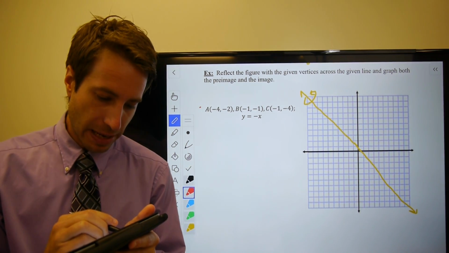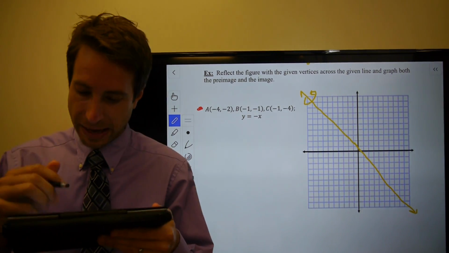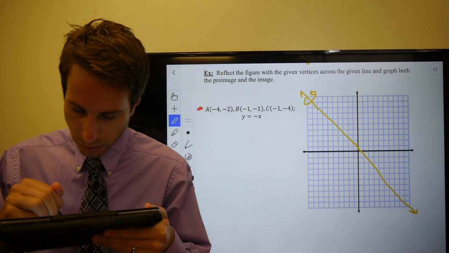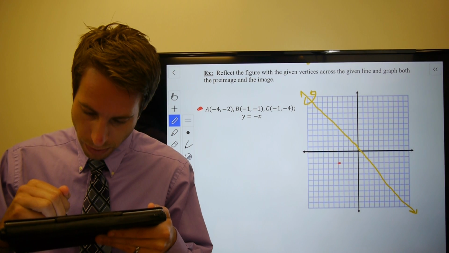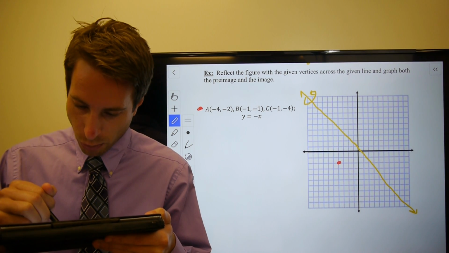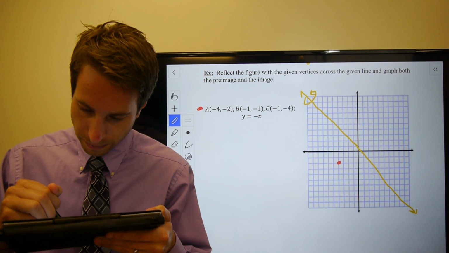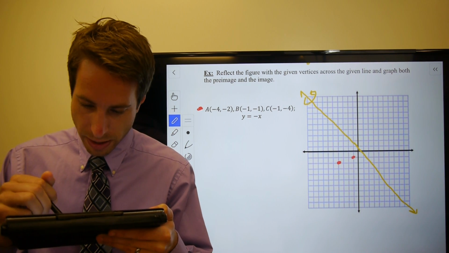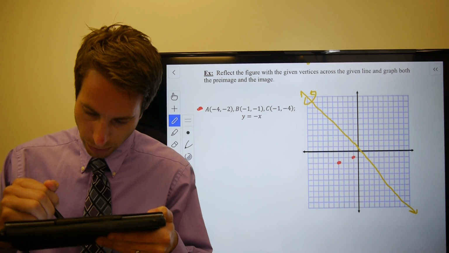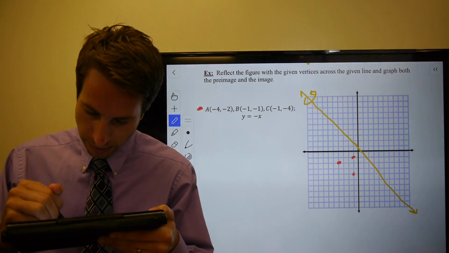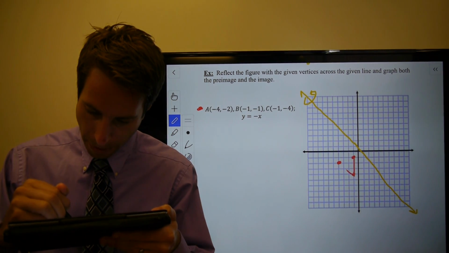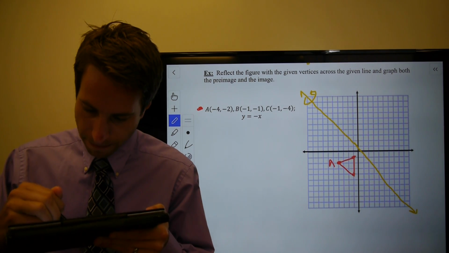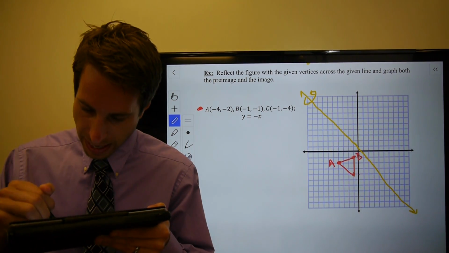I'll graph my pre-image in red. I'm going to be at -4, -2. Right there, that's A. -1, 1. Right there. C, -1, -4, -1. Right there. That's A, B, and C.